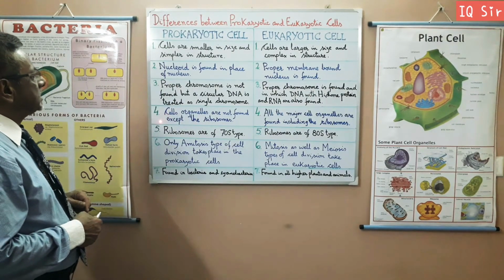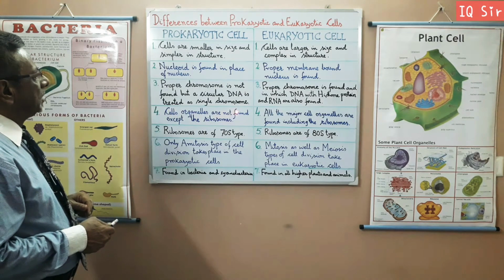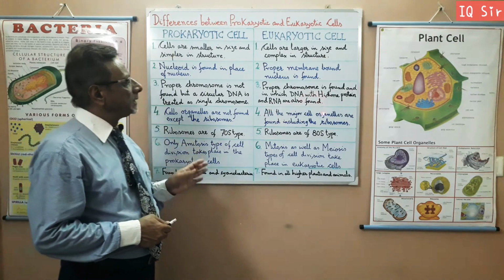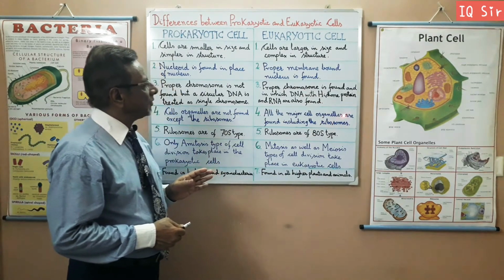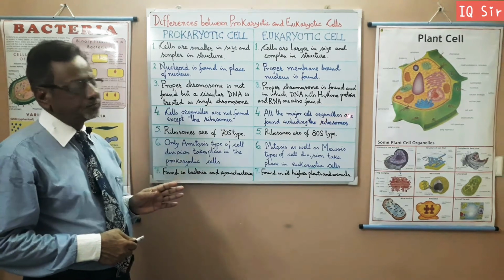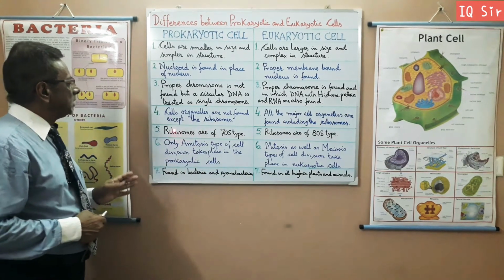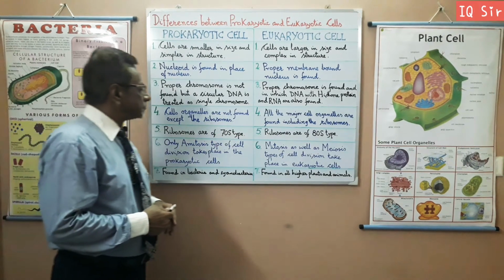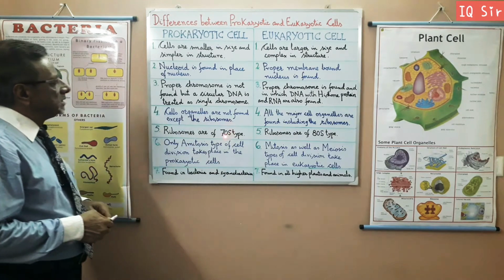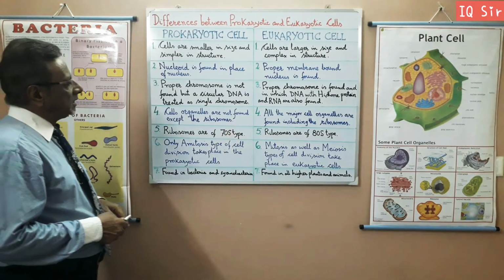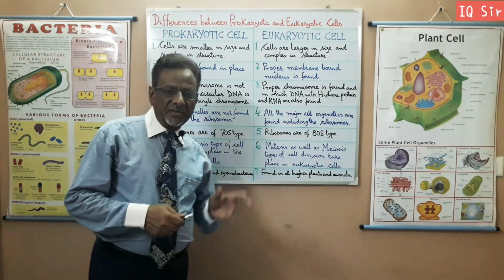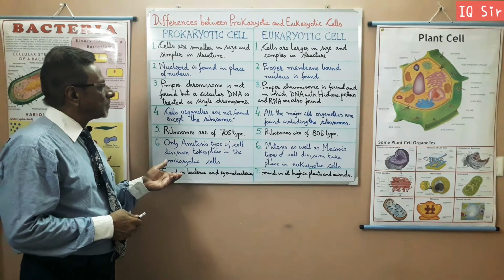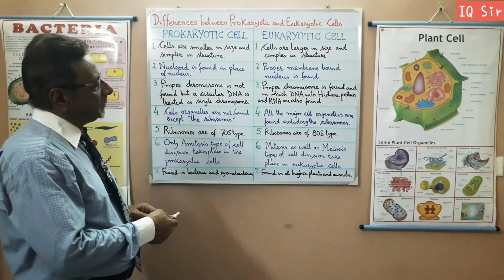And the fourth point is that cell organelles are not found in prokaryotes except the ribosomes. While in eukaryotic cells, all the major and minor cell organelles are found, including the ribosome. But the ribosome here is of 70S type. S is referred to as the sedimentation coefficient, that is, the speed at which it sediments at the base, because it is lighter as compared to 80S.